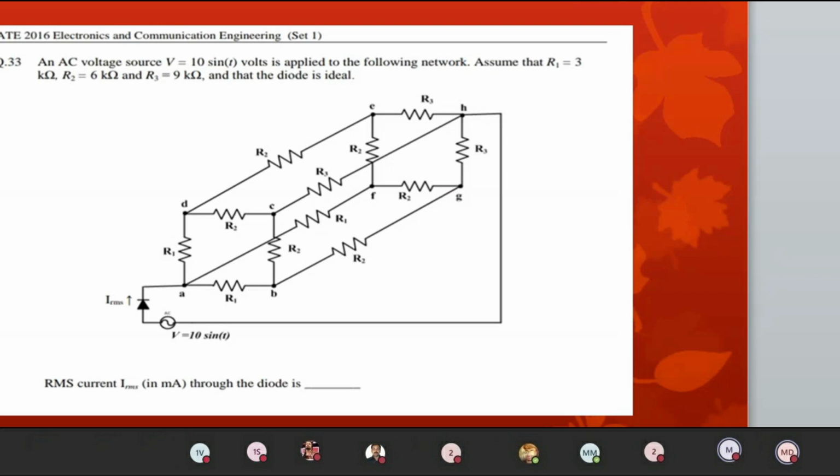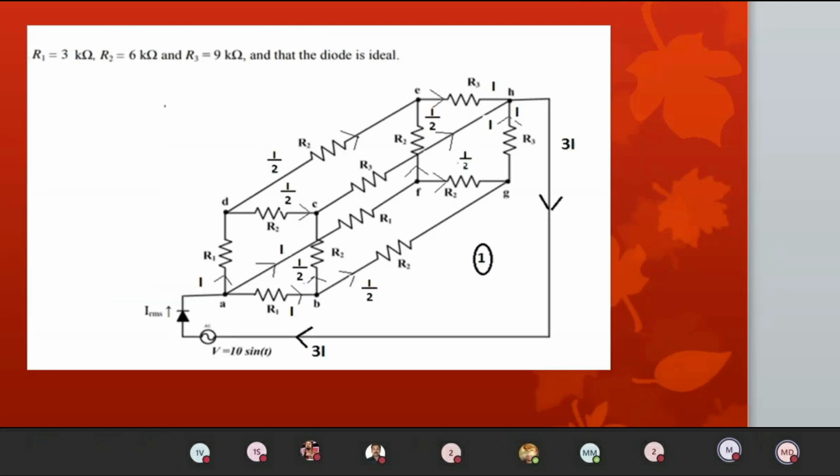Once the current enters, it has three resistance paths. But if you observe properly, all the three resistances are R1 only. So the entry path has equivalent resistance, and you should apply the same rule we did in the previous case. You can notice the RMS current enters the point A. It has three paths: A to B, A to D, A to F, AB, AD, AF. All the three paths have the same resistance R1.